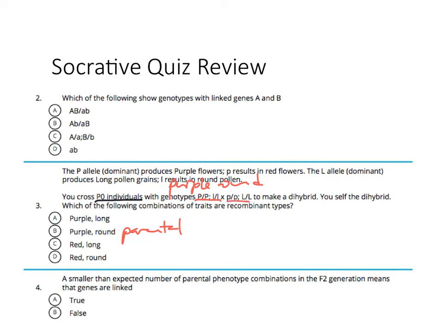And then little p over little p, big L over big L: little p is recessive, red, and a big L is dominant, long. So B and C represent the 2 parental phenotypes. So that means that purple long and red round are the recombinant phenotypes. These are the phenotypes not seen in the parents. So it should have been A and D.